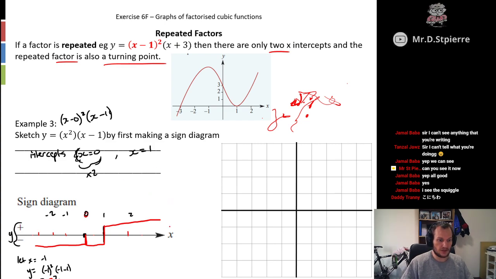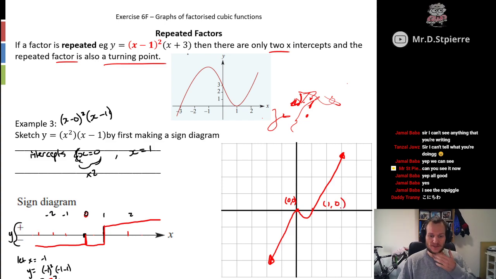Okay, so now we can sketch it. So my repeated root is at 0. I have an intercept at 1. So my graph is going to come up, touch, come down, and go back up through. Okay. So the shape stays the same. It just happens to be that one of the intercepts is a repeated root. And that's how we sketch that.